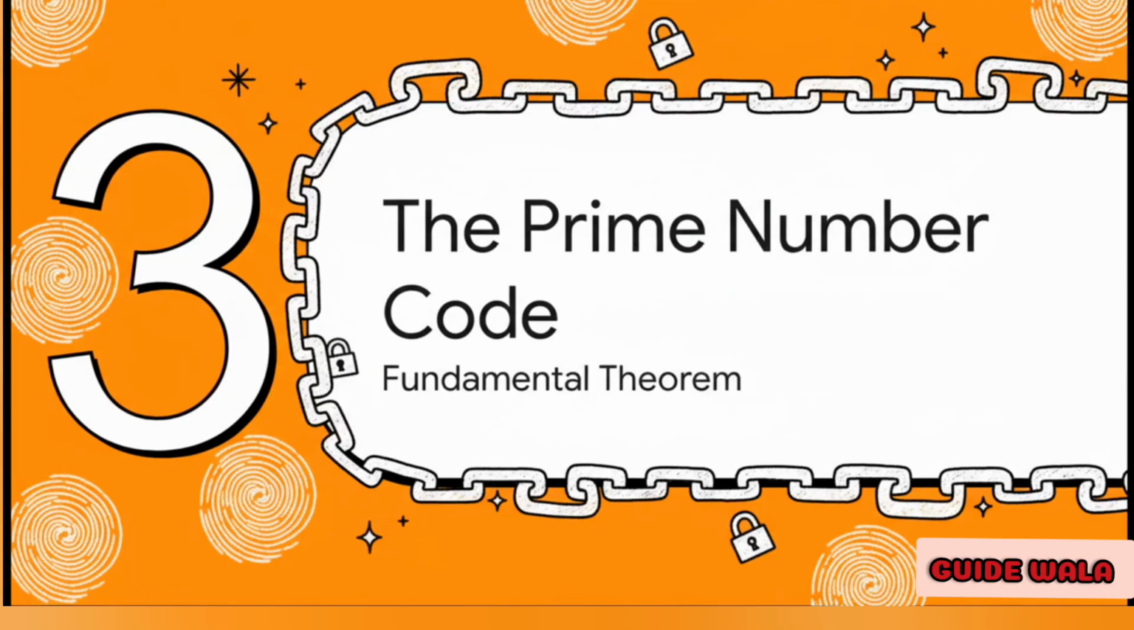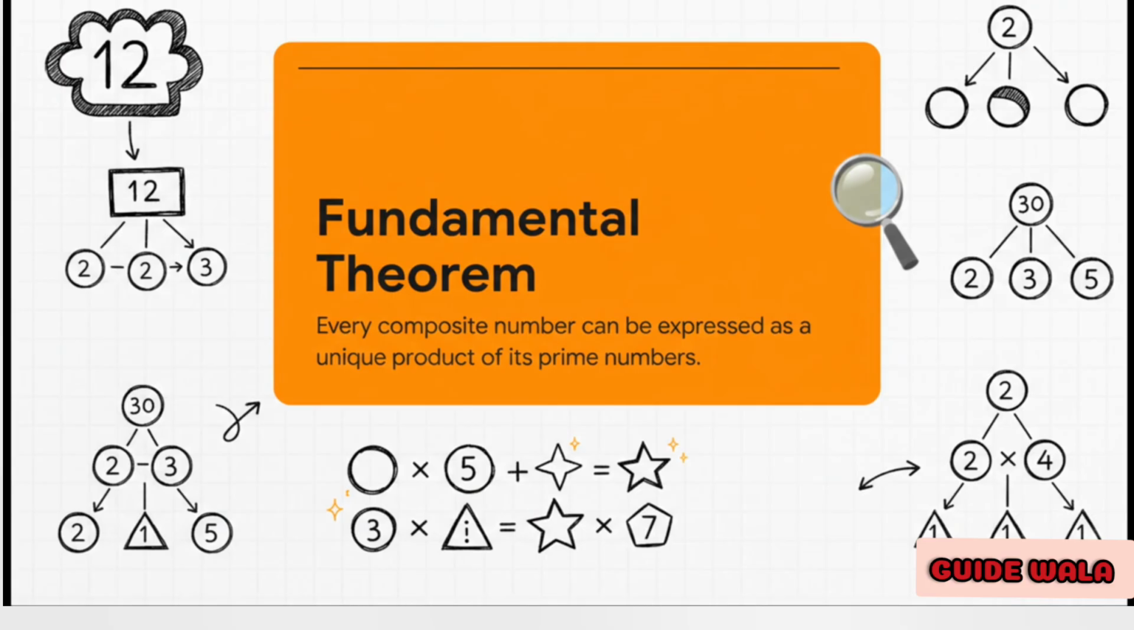Next up, our second major tool, the fundamental theorem of arithmetic. This sounds super official, but think of it like a secret code or a unique DNA for every single number that isn't a prime. So what's the big idea here? It's actually pretty simple. It just says that any number that isn't a prime number can be broken down into a string of prime numbers multiplied together. And here's the cool part. That string of primes is totally unique to that number.